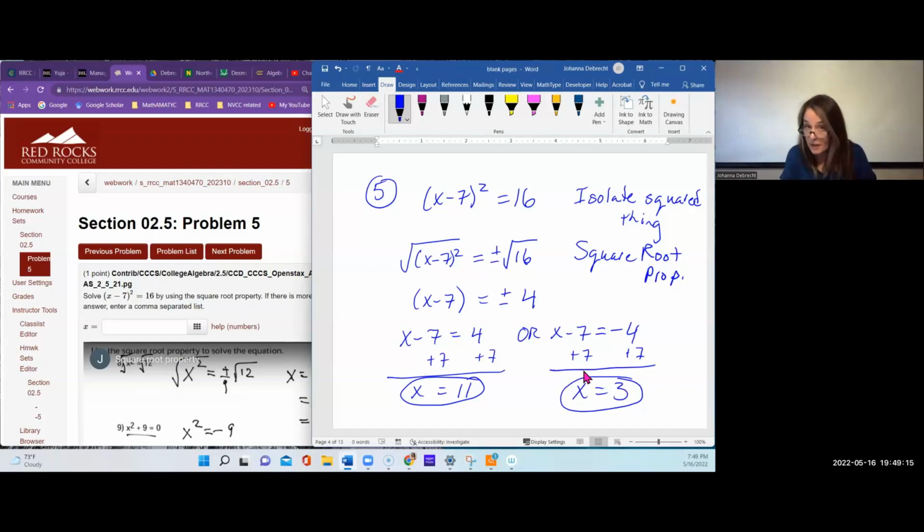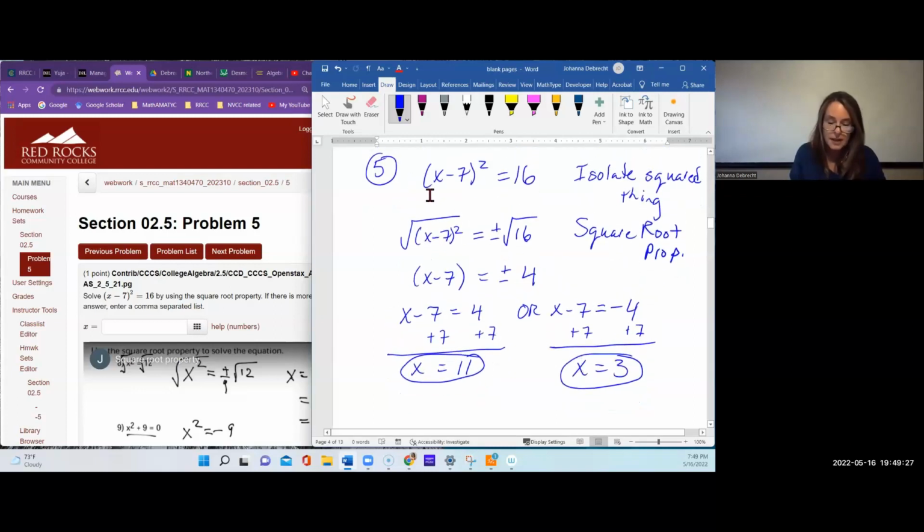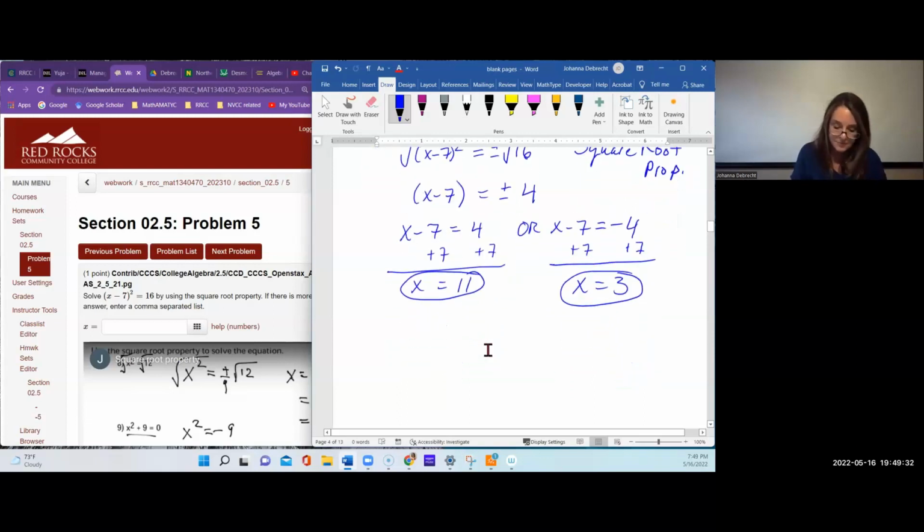Now, can it be done another way? Yes, it can. It's much longer and much more prone to error. But let me show you what will work if you forget the square root property. One thing you can do is take the x minus 7 quantity squared and multiply it out.